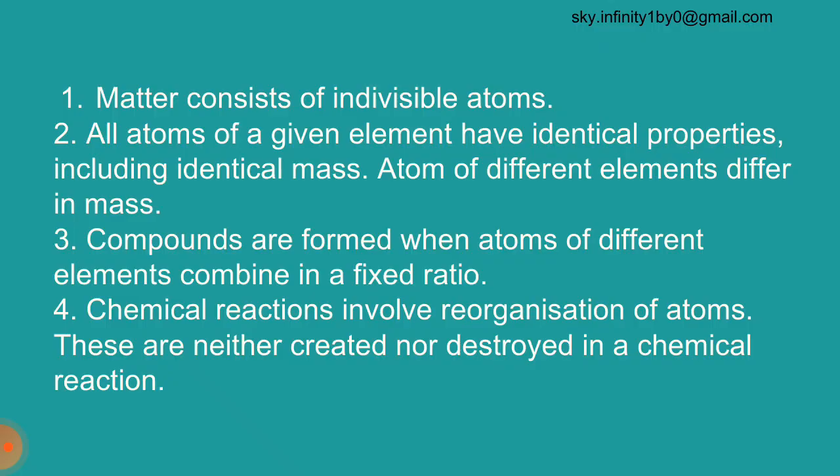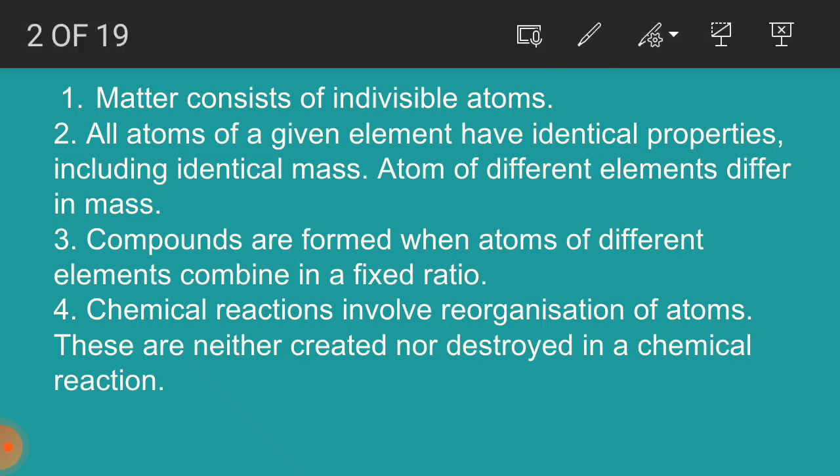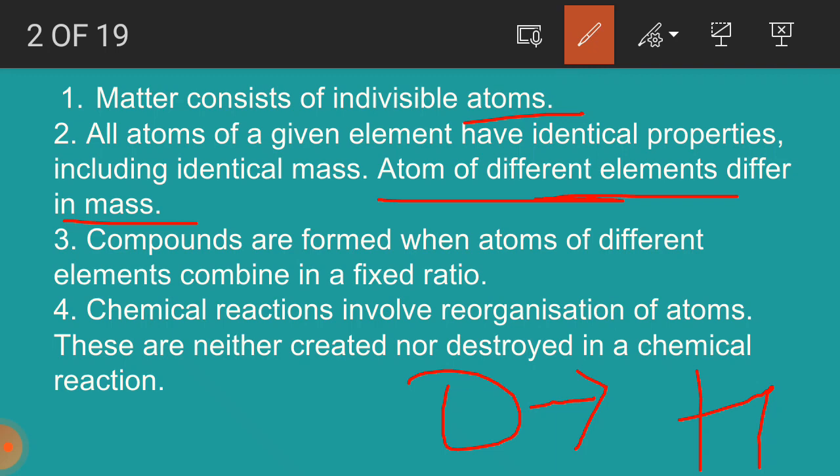So let's listen to the postulates formulated by Mr. John Dalton. He said that matter consists of indivisible atoms. Secondly, he said that all the atoms of a given element have identical properties including identical mass, but atoms of different elements differ in mass. So if I take an atom of oxygen, it will have different mass if I compare it to the atom of hydrogen. So hydrogen will have one specific mass and an oxygen atom will have one specific mass.